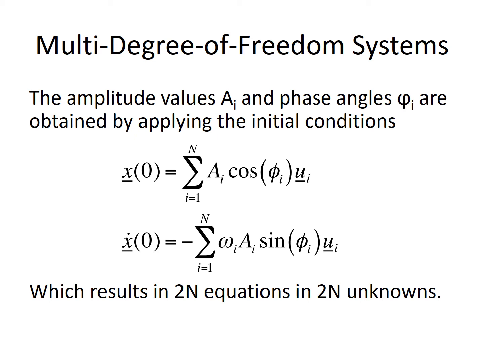Setting t equals 0 in the assumed solution and setting the term equal to the initial conditions yields a set of 2n equations in 2n unknowns. This set of equations can then be solved to determine the undetermined coefficients a sub i and phi sub i. Once these are determined, the solution is complete.